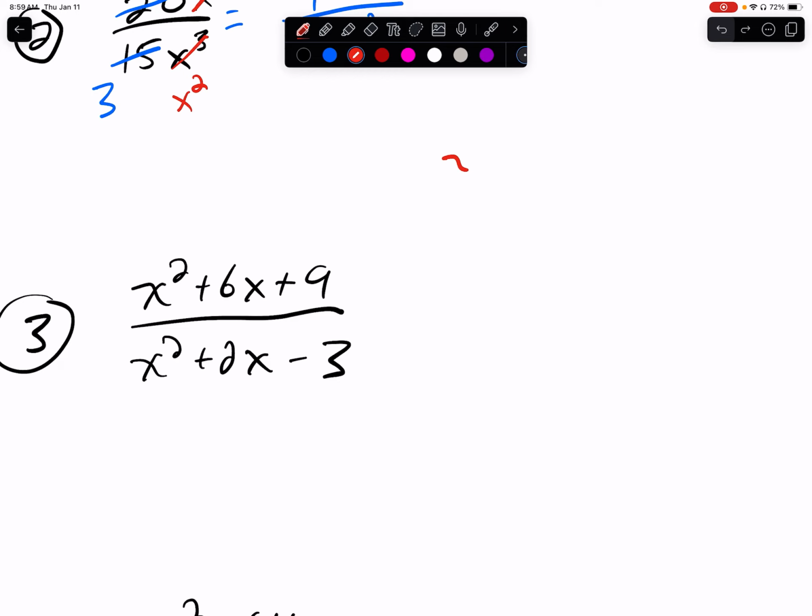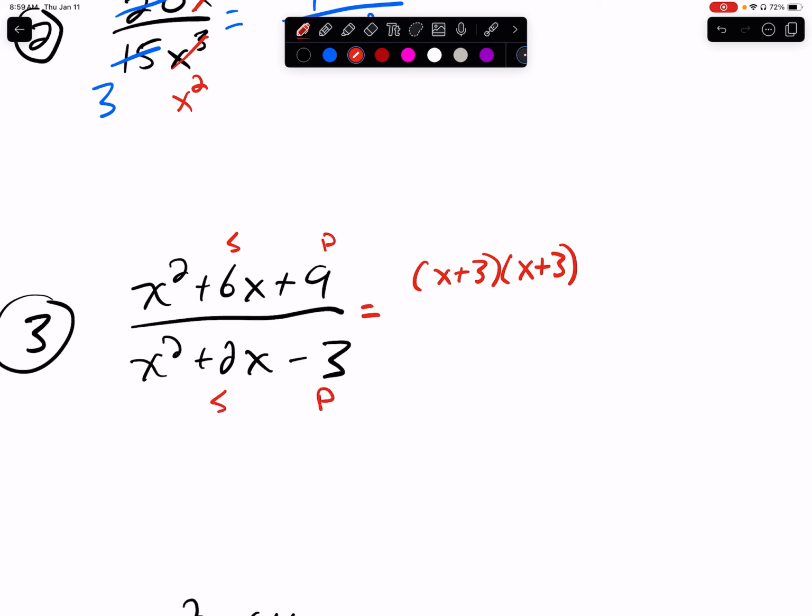Okay, so first of all, what numbers multiply to 9 and add to 6? Well, we're going to get x plus 3 and x plus 3, because 3 times 3 is 9. We're using our sum product technique. So same thing down here. We've got a sum, we've got a product.